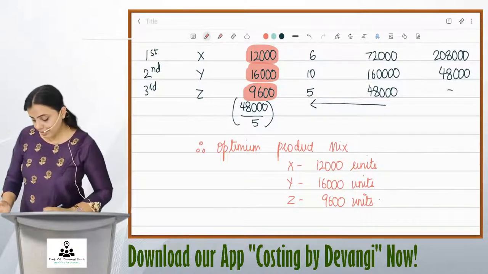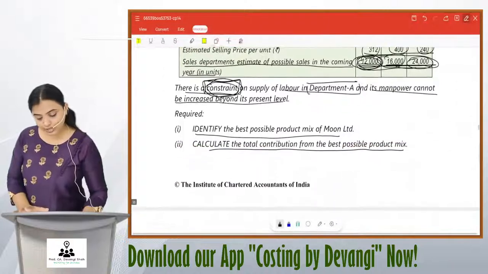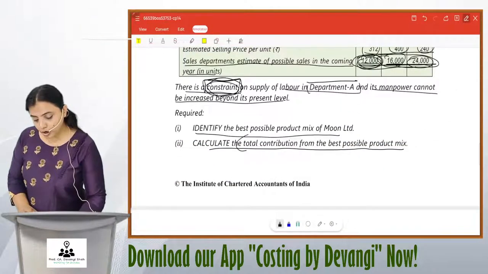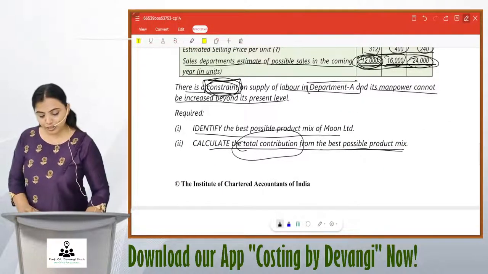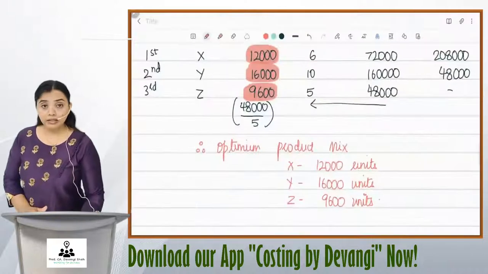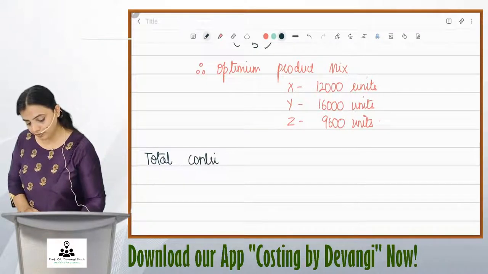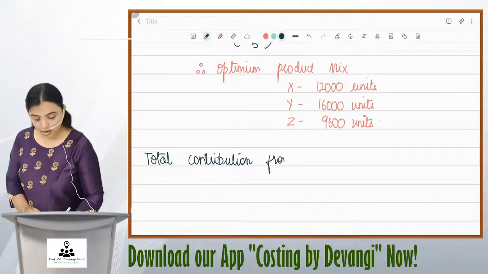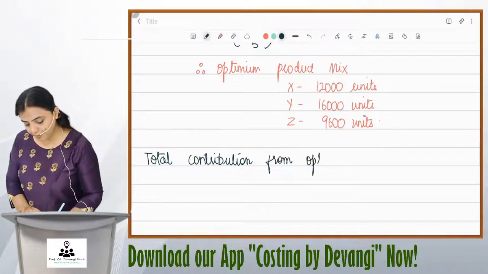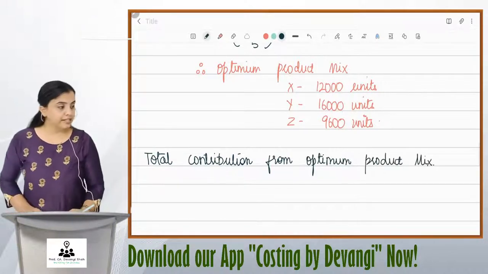Now, this is not the end. There is part 2 which says, calculate the total contribution that you earn from the best possible product mix. तो हम कितना कॉन्ट्रीब्यूशन कमाएंगे, दिस इज आस्क्ड. तो टोटल कॉन्ट्रीब्यूशन दैट यू विल अर्न फ्रॉम ऑप्टिमम प्रोडक्ट मिक्स, फ्रेंड्स इट विल बी हाउ मच?